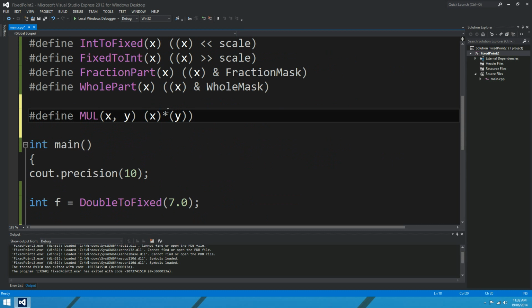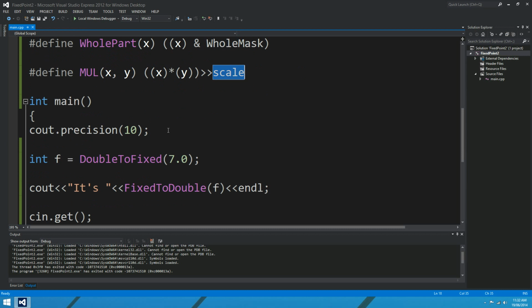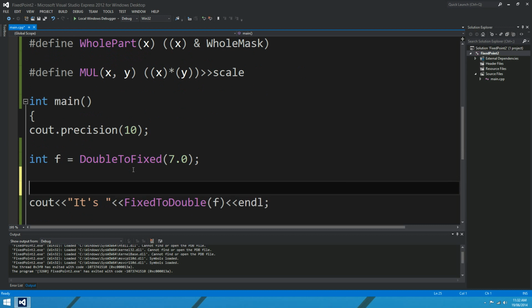and put brackets around everything. It starts to look like Lisp code in the end. Something like that. Multiply our numerators together, then shift that result right by scale. Let's have a bit of a look at what happens.